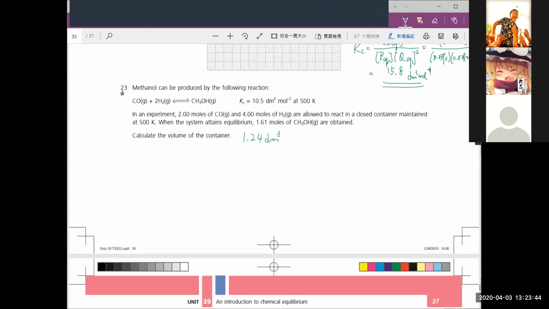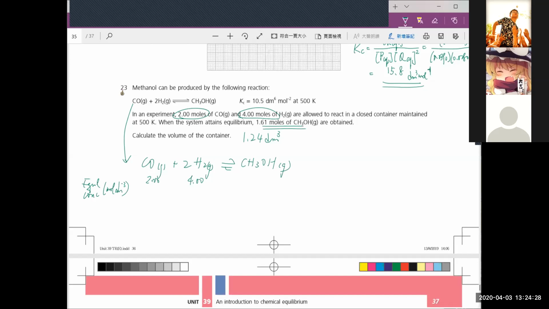Now, the question is you are going to find out the equilibrium concentration of this equation, right? Of this carbon monoxide, hydrogen gas, as well as methanol. So you are going to calculate the equilibrium concentration of those, and that is the key point. Originally we have got 2.0 and 4.0 mole of CO and hydrogen respectively. So what you're going to do is to find out at equilibrium.